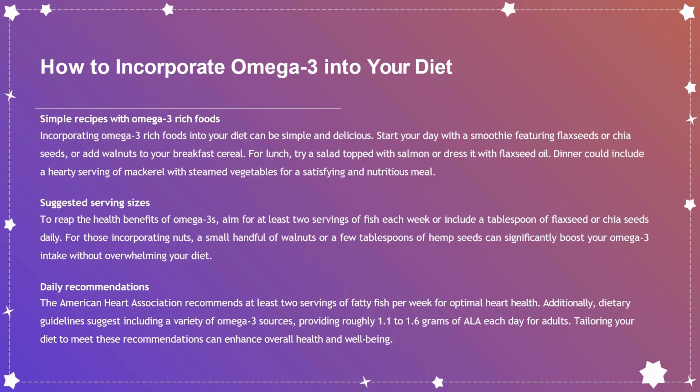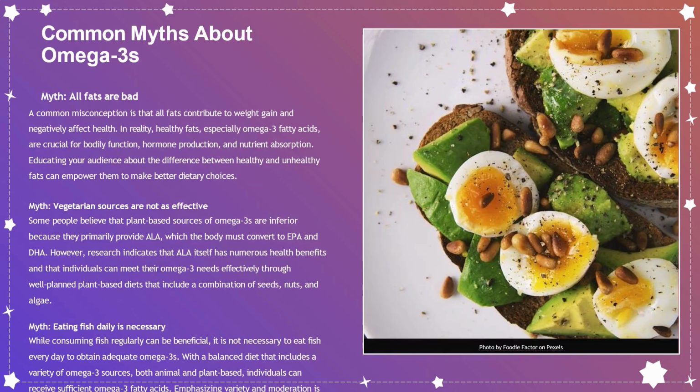Now that we know where to find omega-3, how can we incorporate them into our diet effectively? Simple recipes can include adding flax seeds or chia seeds to smoothies, oatmeal, or yogurt. You can also integrate walnuts into your salads or use flaxseed oil as a salad dressing. For those consuming fish, aim for at least 2 servings of fish a week.